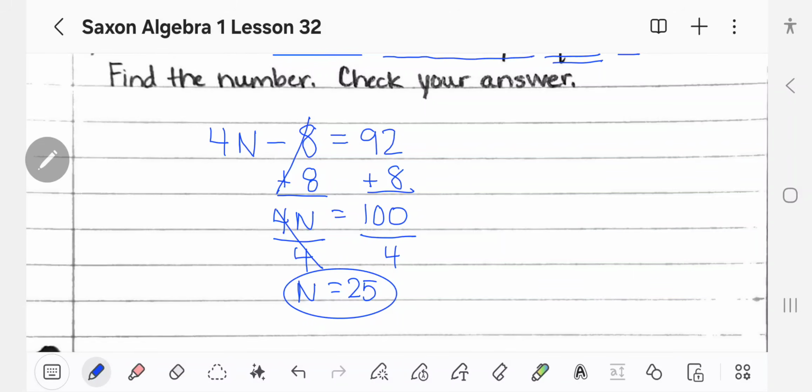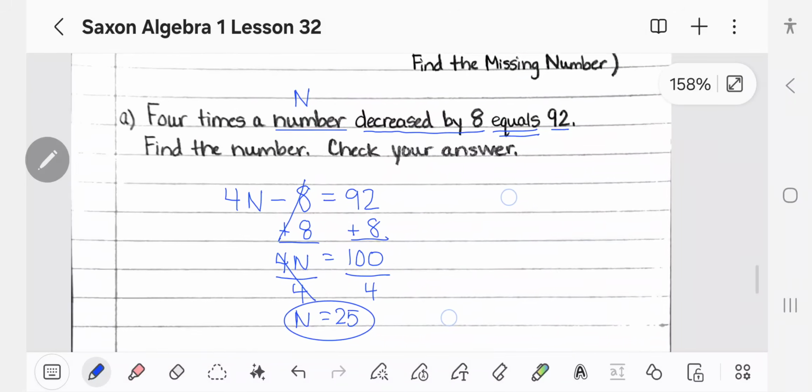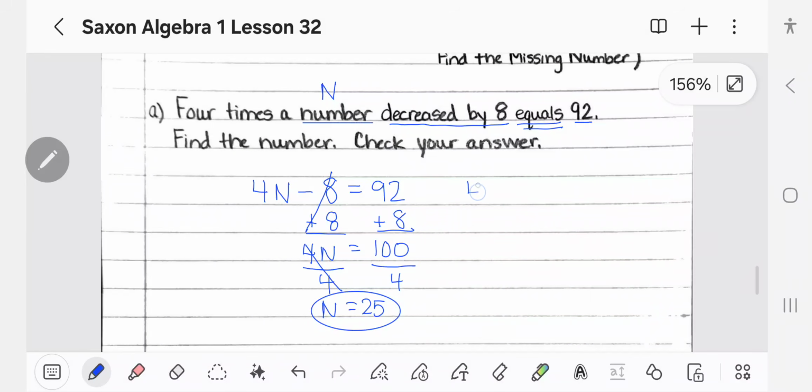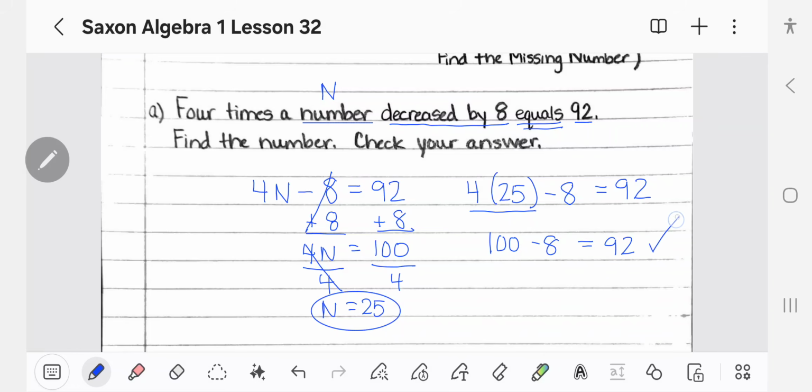Now, they asked us to check that answer, so let's go back and check it. 4 times a number, and we think it's 25, decreased by 8 equals 92. This would be 100, and when you subtract 8 from it, you get 92.